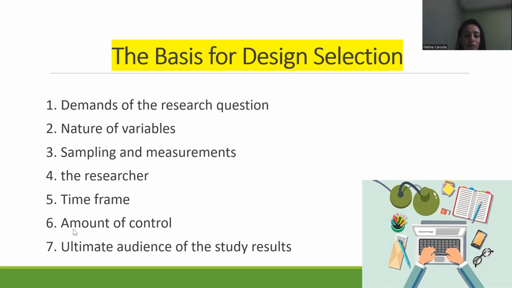Number 6, you have here the amount of control. The amount of control the researcher needs in the study provides guidance in the design of the study. Studies that require a high level of control, for example drug trials and intervention studies, will need a high level of structure. And finally, we have here what we call the ultimate audience of the study results.